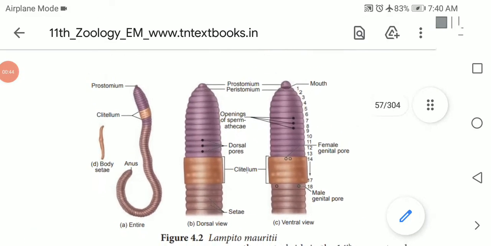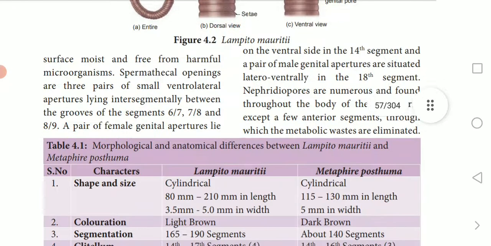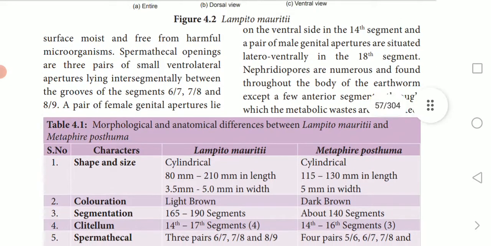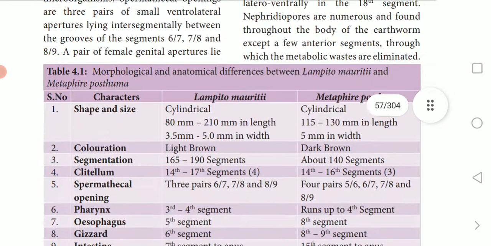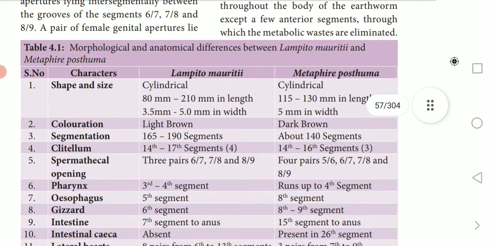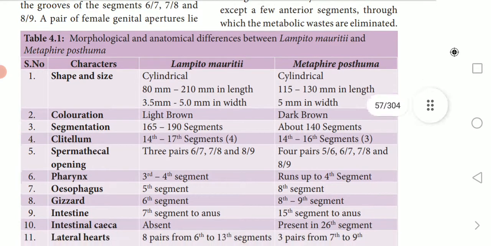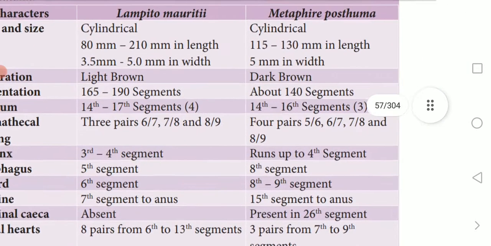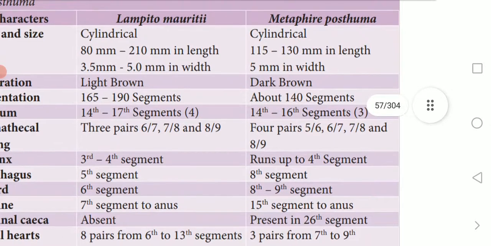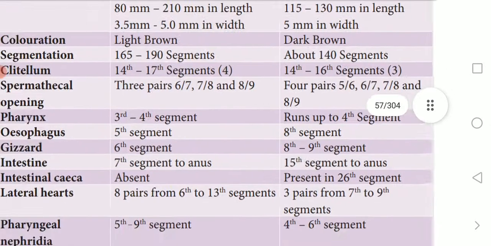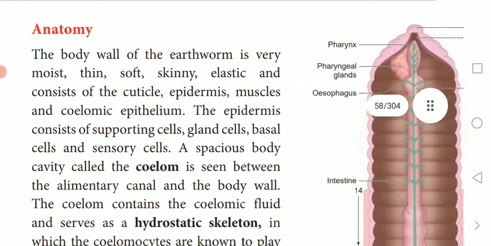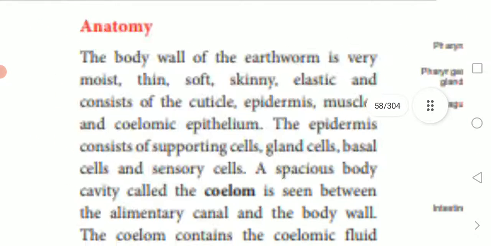Last video class, we have seen the earthworm external structure, and the characters that differ between Lampito mauritii and Metaphire posthuma. Metaphire posthuma we have seen, and the next topic we are going to see is the anatomy.